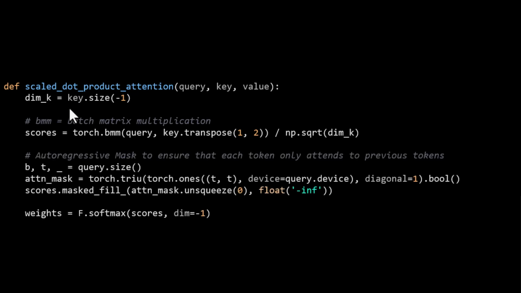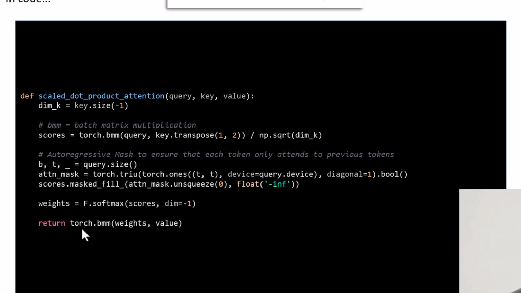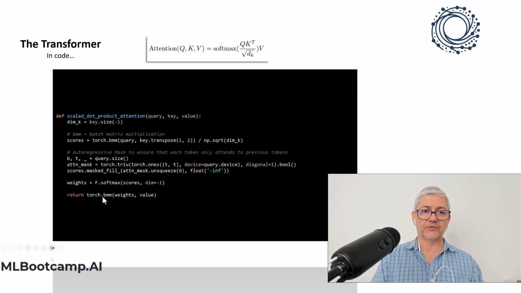Once you have the calculation of the dot product and it is scaled, you apply a softmax according to the formula, and the last step is to multiply the result of this operation with the values. We got the weights here after the softmax, and we do a matrix multiplication with the values, and that is what we return from this function.